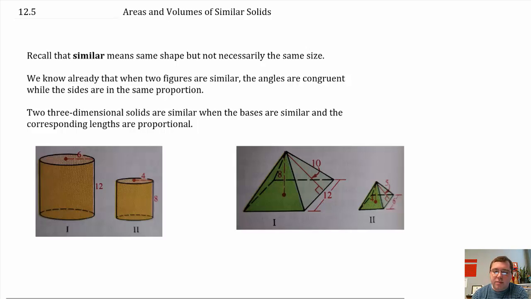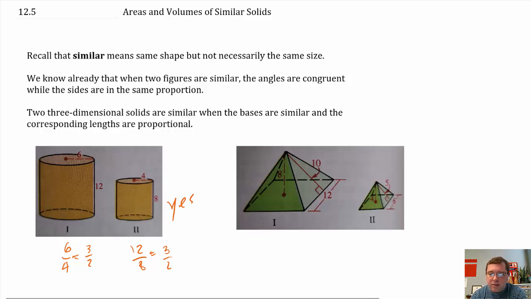Two three-dimensional solids are similar when the bases are similar to each other, and when the corresponding lengths throughout the solids are proportional to each other. So are these two orange cylinders here similar? Well, their bases are both circles. Circles are always similar to each other. And if we look at the proportion of the radii, 6 on the big one to 4 on the small one, that reduces down, if we divide by 2, to 3 over 2. And if we compare that to the proportion of the heights, 12 over 8, that reduces down, if we divide by 4, to 3 over 2. So they're in the same proportion. So yes, these are similar to each other.